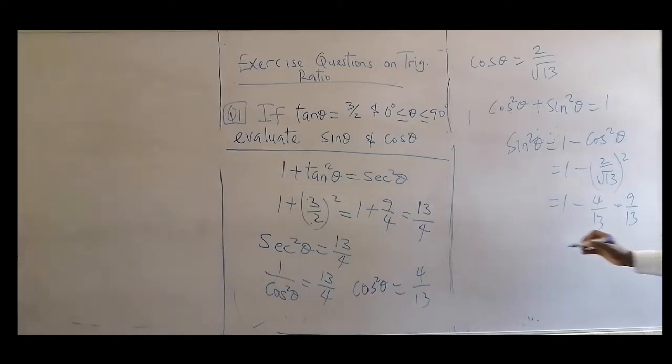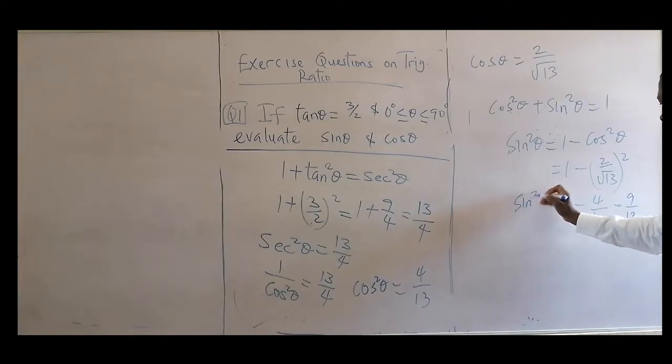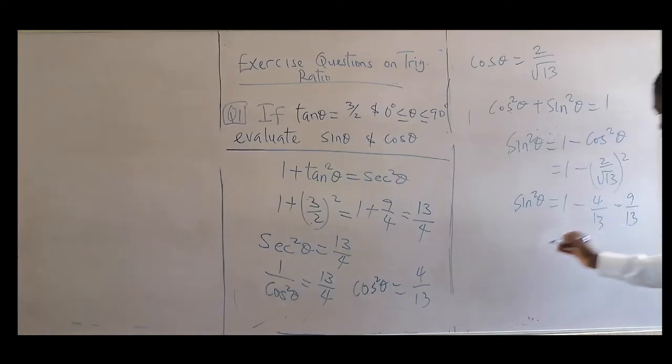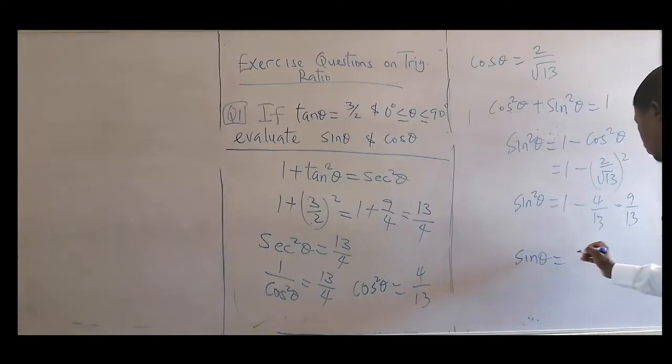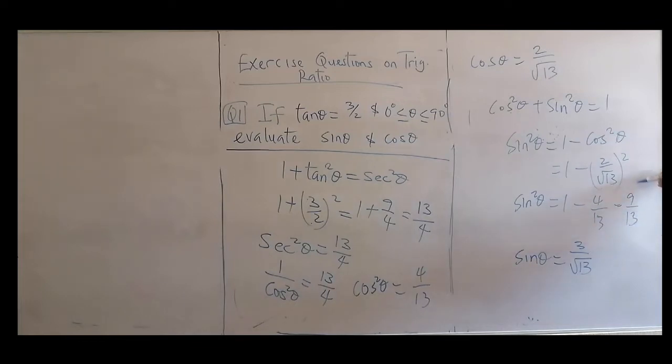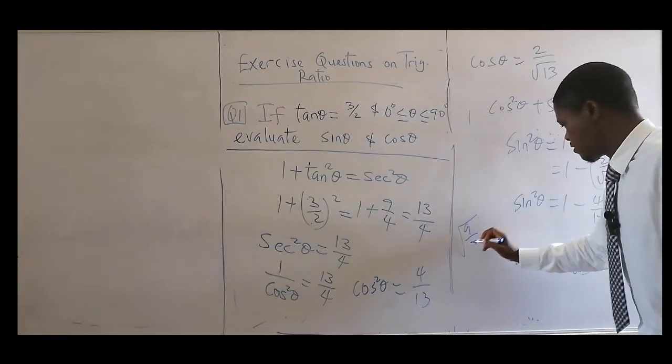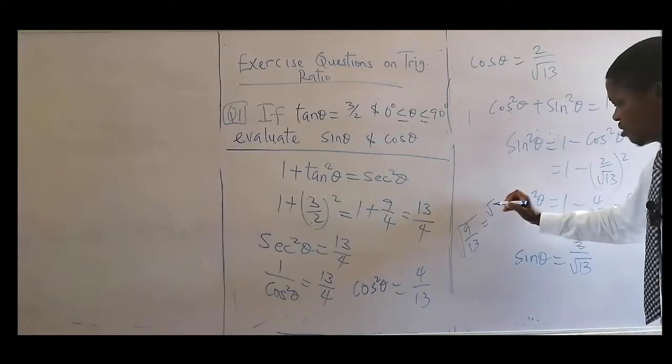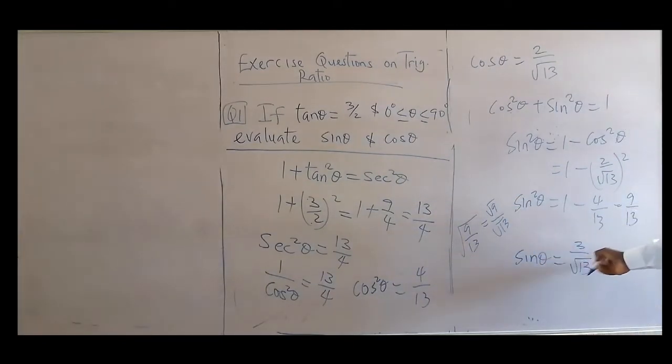So that's our sine squared theta is 9 over 13. You take square roots. You're going to have sine theta equal to 3 over root 13. Okay? When you take the square root of a fraction, such as this 9 over 13, the implication is what? Root 9 over root 13. So that's what we have done there. And that's the end of that question.